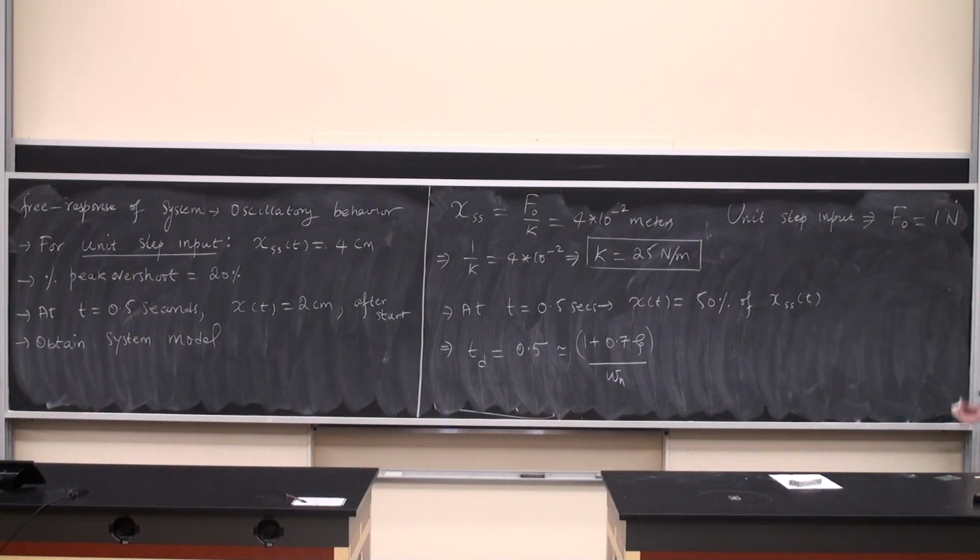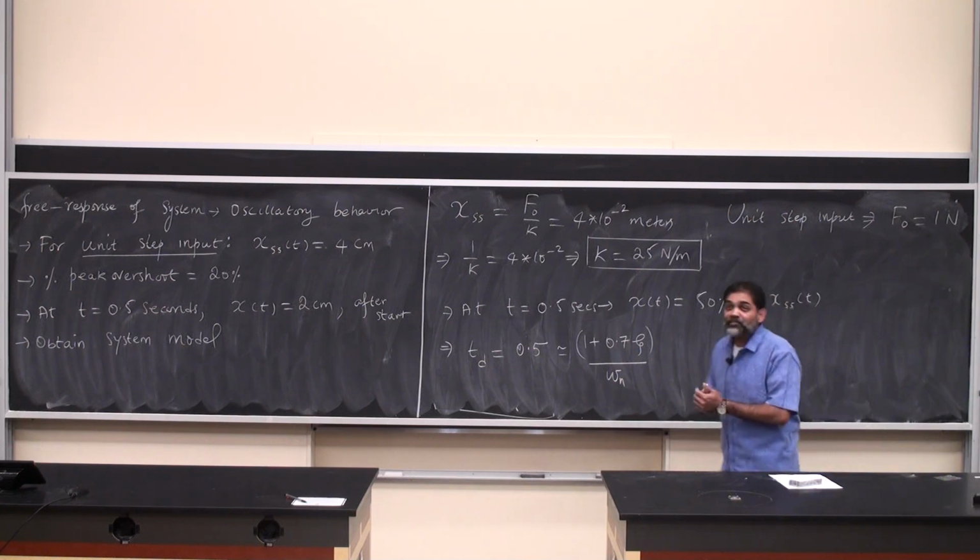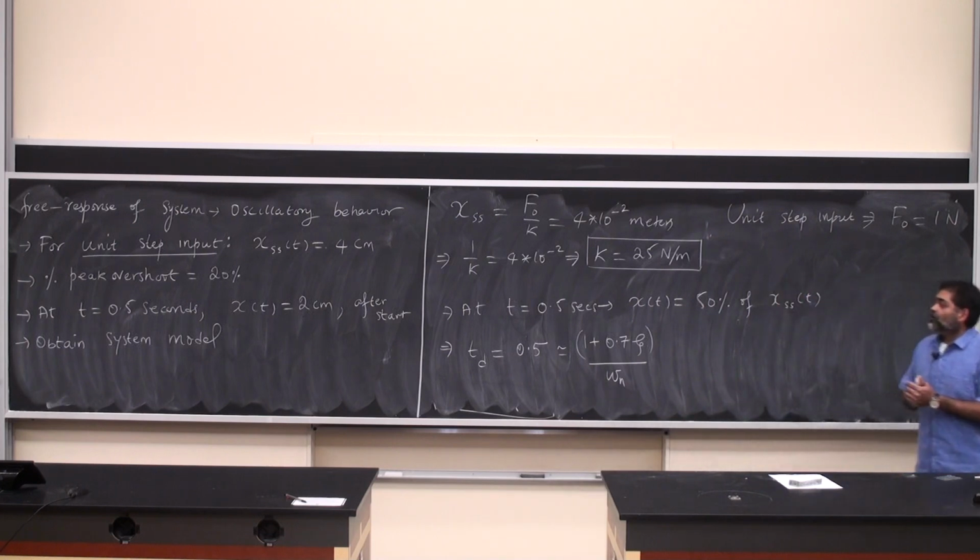Then you backtrack and say, okay, what else is given to me in this problem? I'm given the peak overshoot percentage, so perhaps that could give me something. Does this make sense to everybody so far?